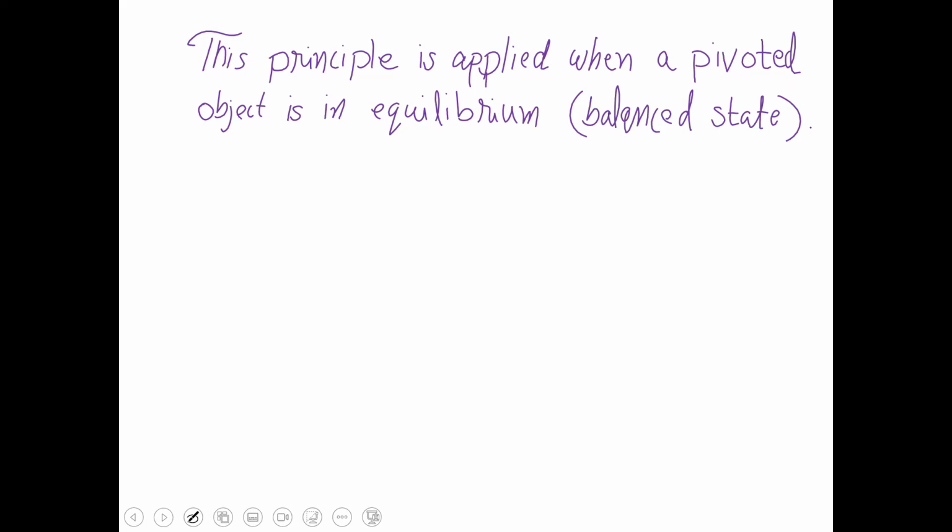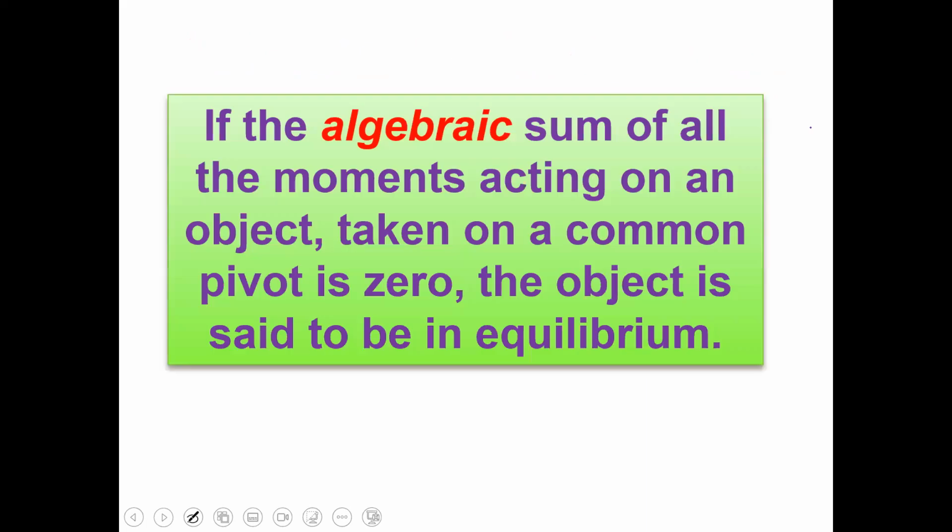This principle is applied when a pivoted object is in equilibrium or balanced state if the algebraic sum of all the moments acting on an object taken on a common pivot is zero. The object is said to be in equilibrium. You have to copy this statement, inverted commas.